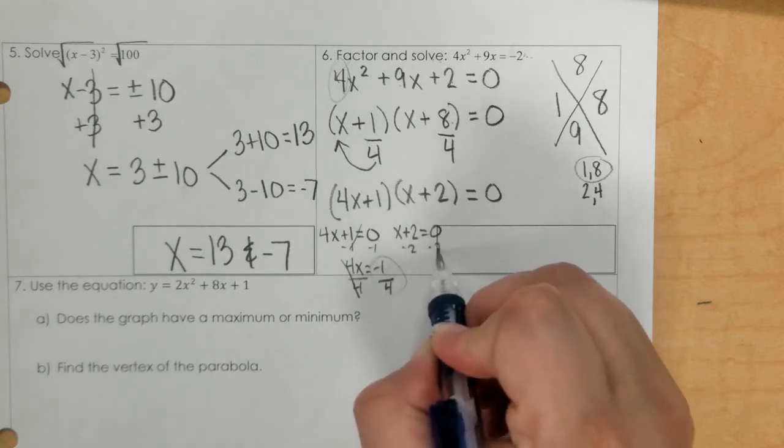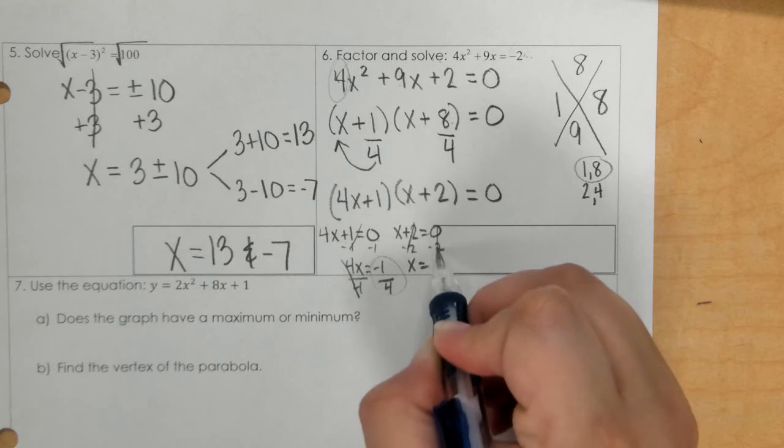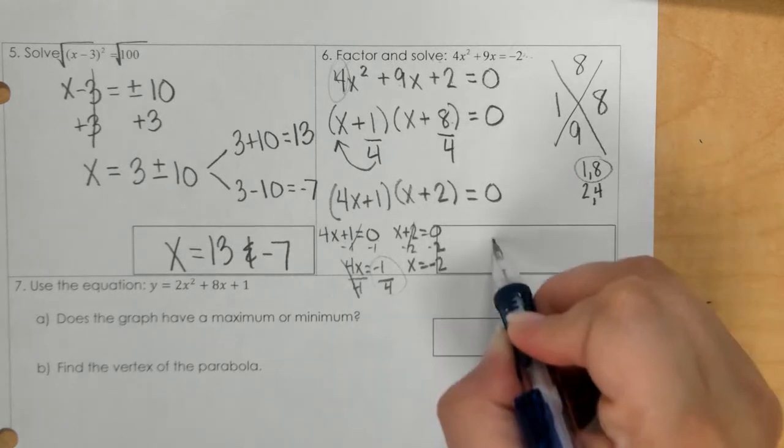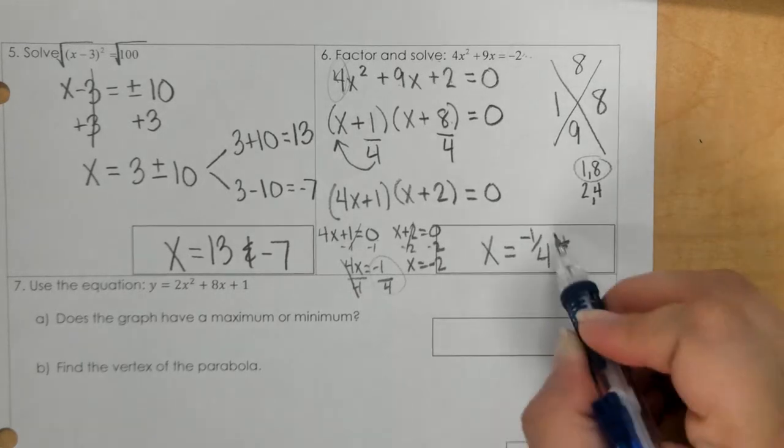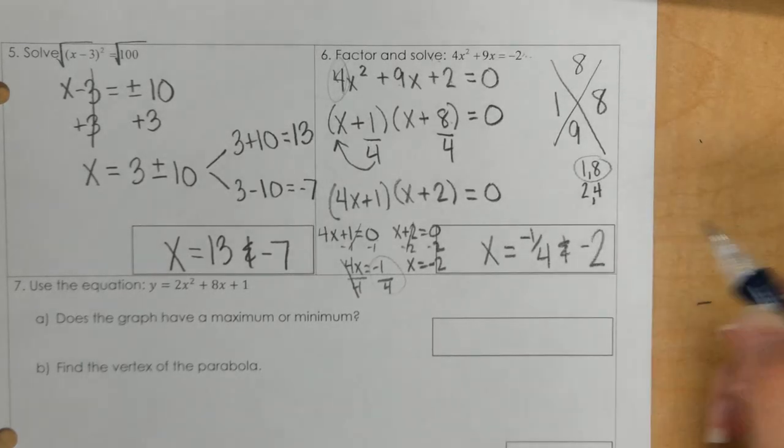Here we're going to subtract 2 from both sides, and 0 minus 2 is negative 2. So my 2 solutions are negative 1/4 and negative 2.